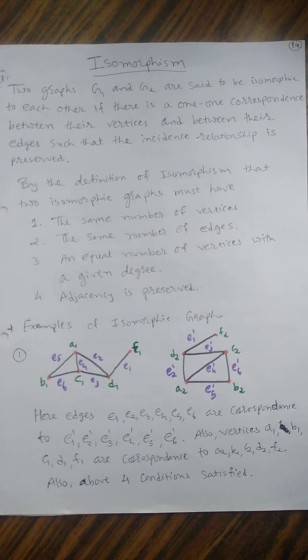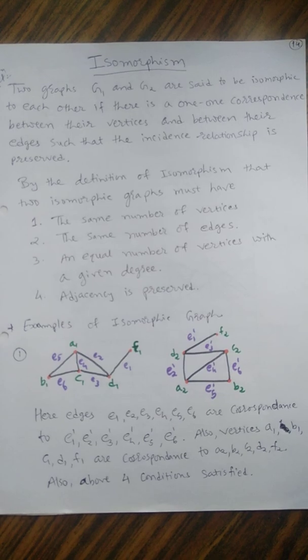Dear students, today we discuss isomorphism. Two graphs G1 and G2 are said to be isomorphic to each other if there is a one-to-one correspondence between their vertices and between their edges, such that the incidence relationship is preserved.